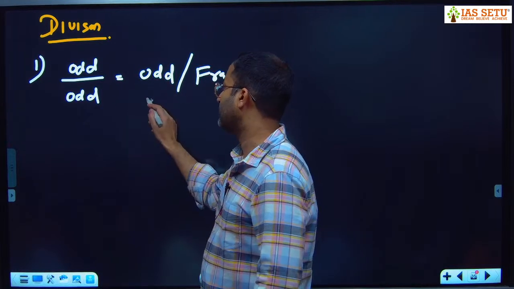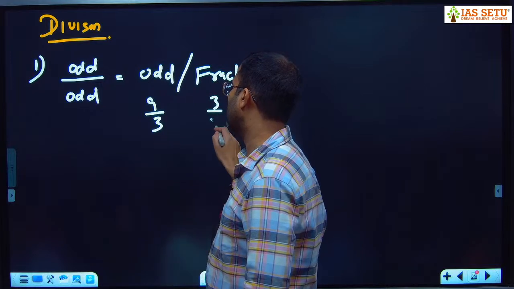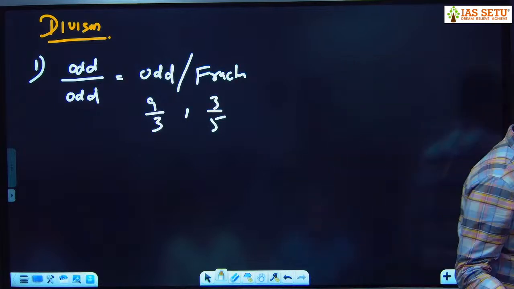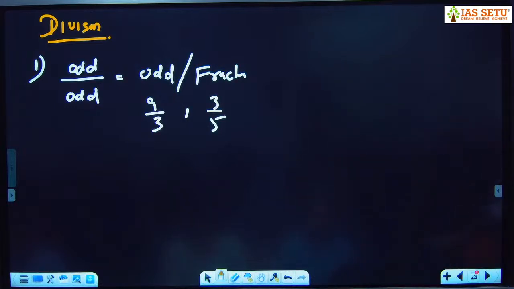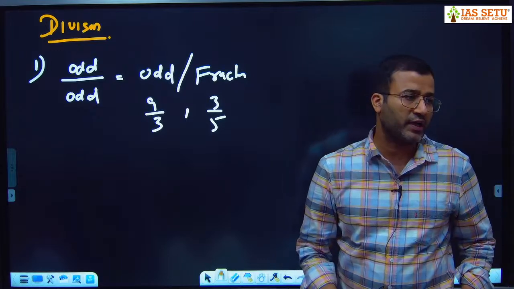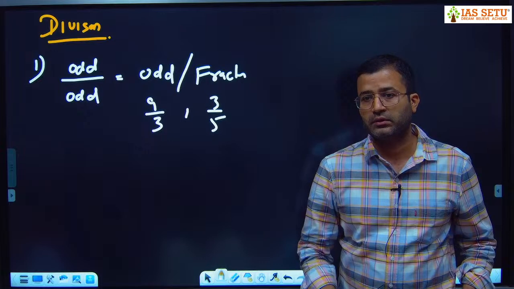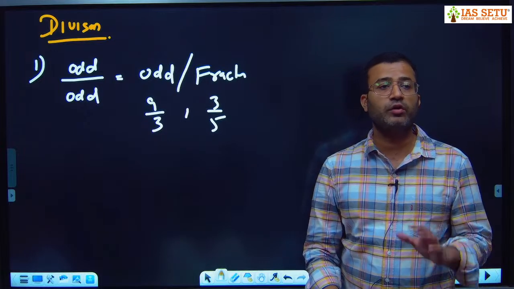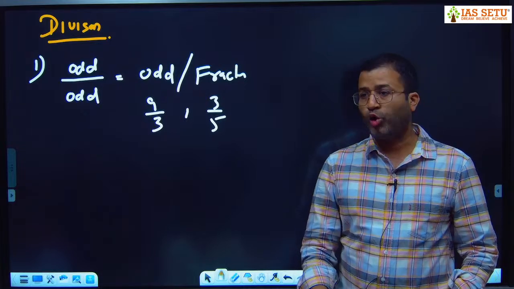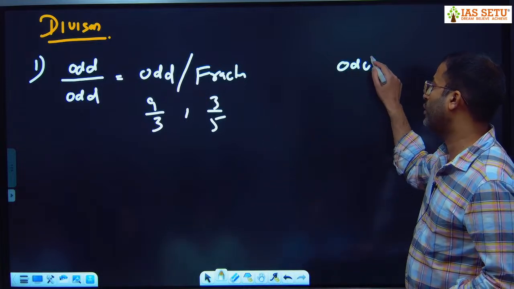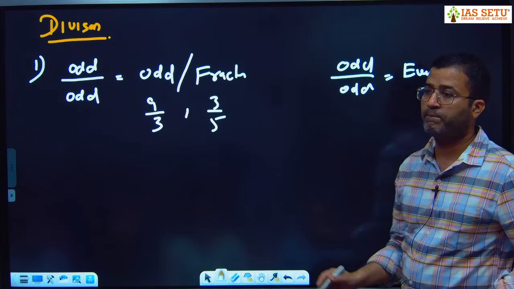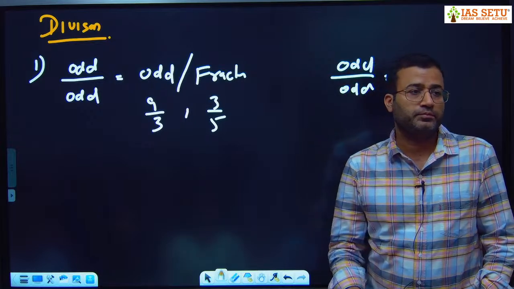Example, you can write 9 by 3 or you can write 3 by 5. 9 by 3 gives you odd, 3 by 5 gives you fraction. So odd number divided by odd gives you 2 possibilities, it can be odd or it can be fraction. It is never even. Odd number divided by odd, even. Can you give me any example? Odd number divided by odd and the final result has to come even. Any one of you?